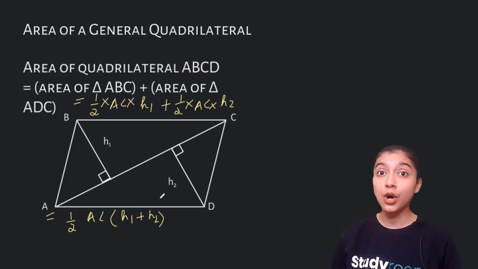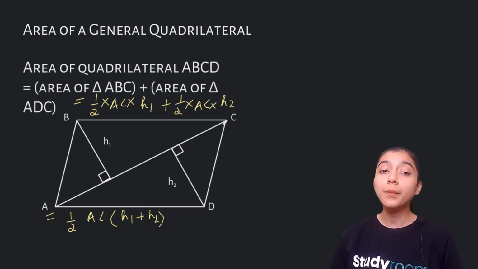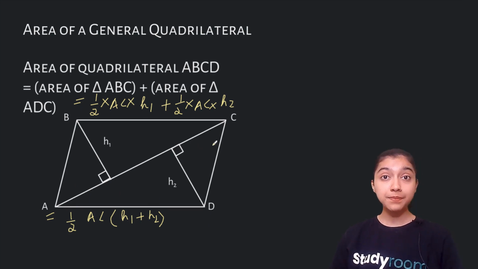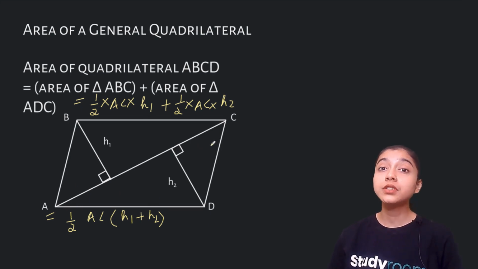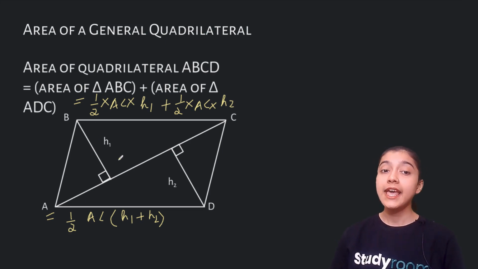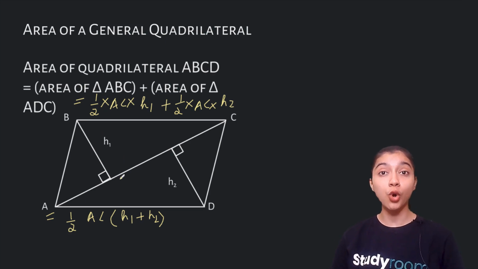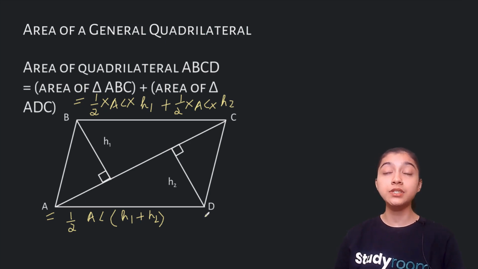Let me explain how you will remember it. You have to take half multiplied with the common base. This is the common base to both the triangles, multiplied with the sum of the heights from the opposite vertices to this common base. H1 is actually the length of this perpendicular from the opposite vertex B to this base AC. Again, H2 is the length of the perpendicular from this opposite vertex D to this common base AC.